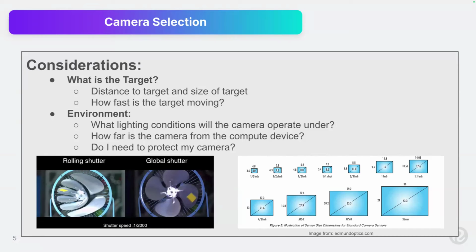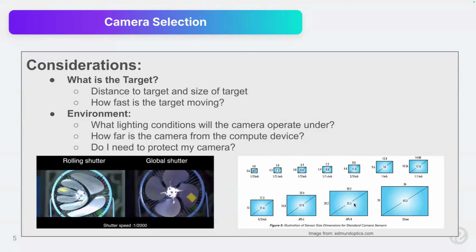And then also environment. What are the lighting conditions the camera will operate under? How far is the camera from the compute device? So where am I going to be hosting my compute? If it's a mile away, I can't do USB because USB cameras can only go up to like 15 meters or something like that. And then do I need to protect my camera? What is my environment like? Is there a lot of washdowns? Is there water? Is there dust? These sorts of considerations all will play into your camera selection.